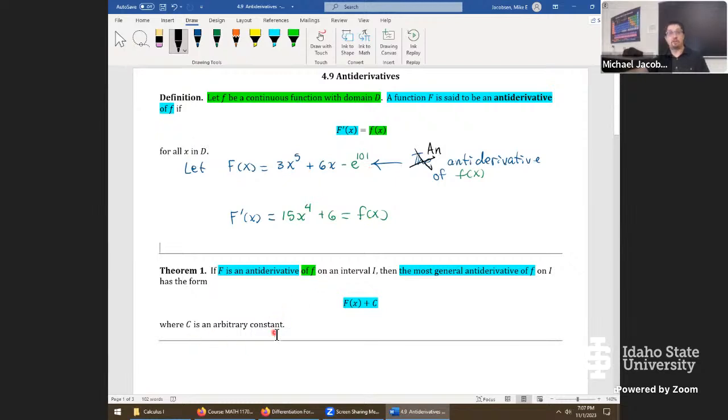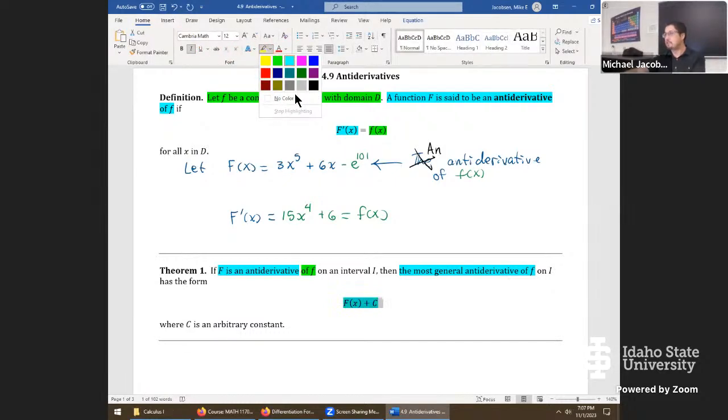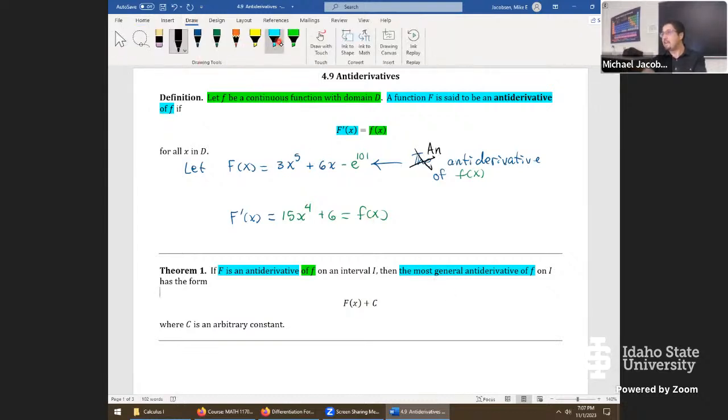So when we go to find an arbitrary antiderivative, here's what it's going to look like. The most general or the most arbitrary antiderivative of f on an interval I has this form. Let me redo the highlighting here. It'll be your antiderivative plus an arbitrary constant c. We're later going to say that that's the constant of integration. We can say it here now, just as a reminder. Sometimes we say c is a constant of integration.